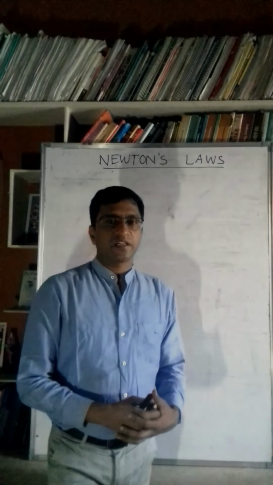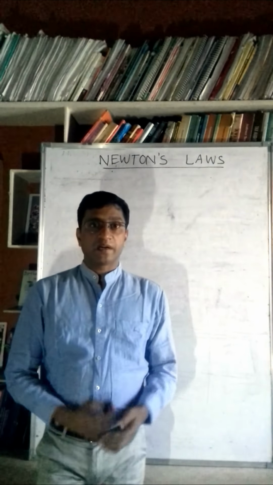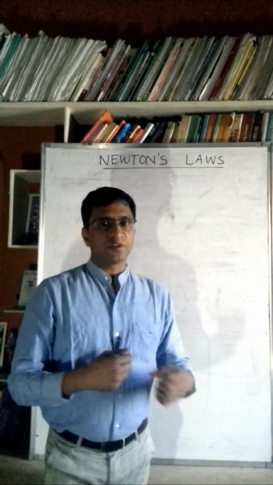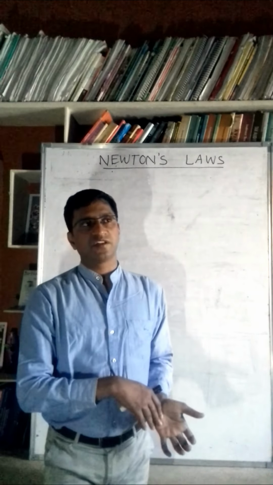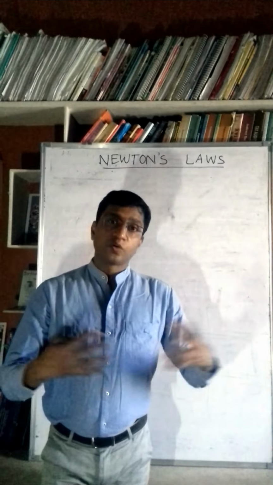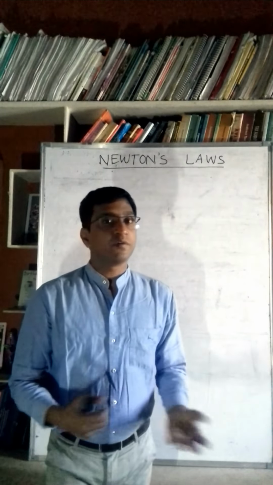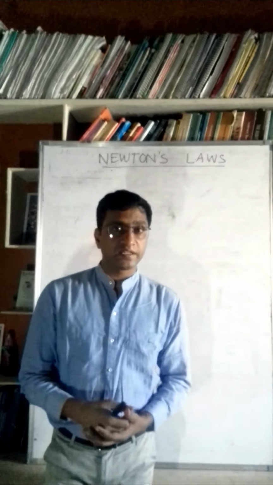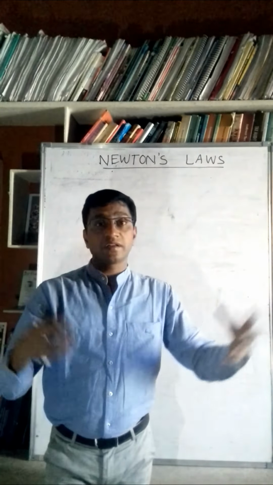Newton's third law states that to every action there is an equal and opposite reaction. But let me tell you that action and reaction are simultaneous phenomena. That means it is nothing like an action will occur first and then a reaction will follow. They occur together. Now you can say, if action and reaction are equal in magnitude and opposite in direction, and they occur simultaneously, then why are they not cancelling each other?